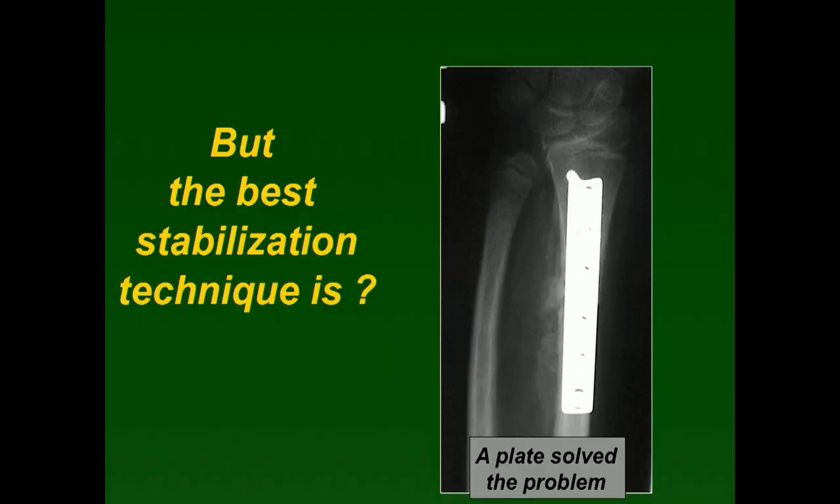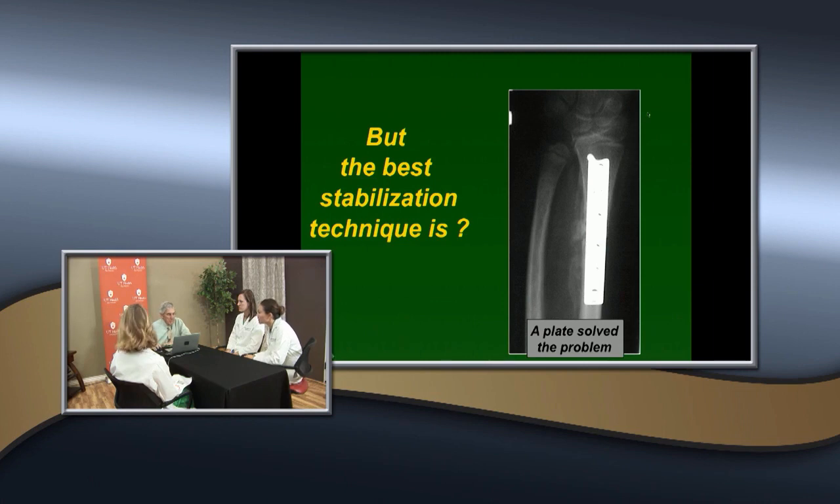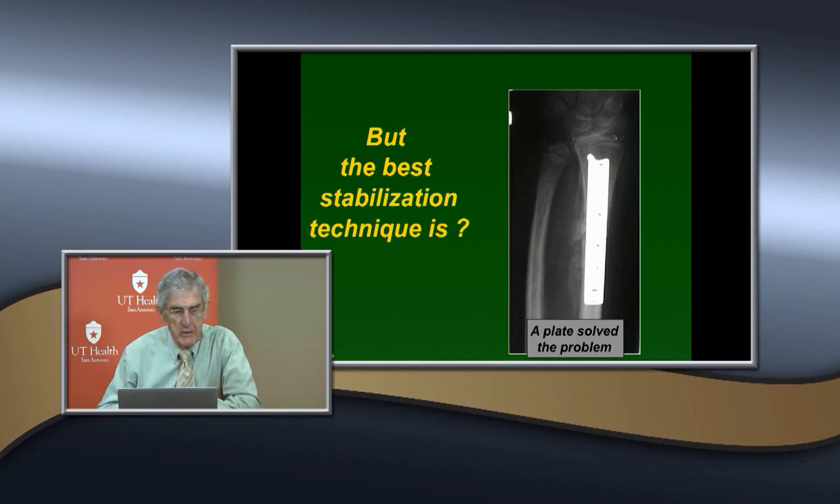Yeah, right, exactly right. A plate. This is one place where you need to do an open reduction and plate fixation. And have we gotten a good reduction? How do you assess it? Yeah, because we reestablished the radial length.